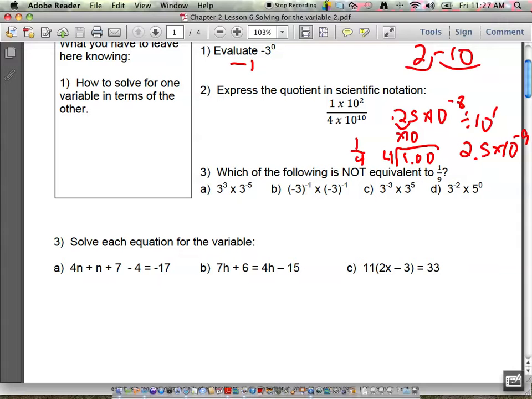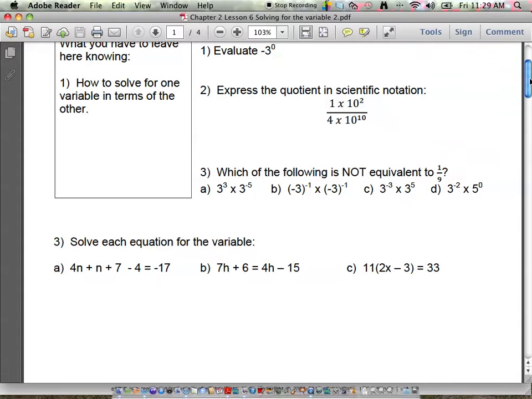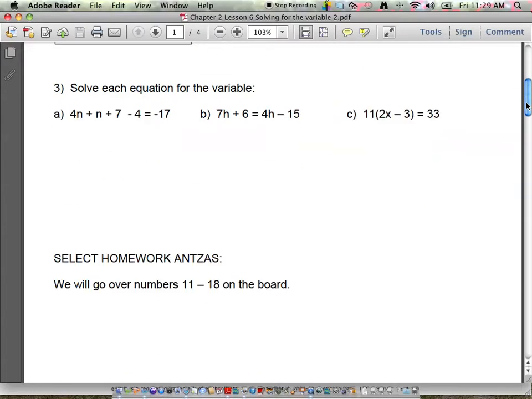All right. Which is not equivalent to 1/9? C. Because if I add the exponents, I get 3 squared. What does 3 squared equal, guys? 9. It's not 1/9, it's 9. Okay? And then there are 3 equations where I have to solve for the variable. I'm going to just show you the steps of each right now. And if you missed any of them, let's see if it relates back to those 3 that we did. These are just like the ones on the homework from last night.